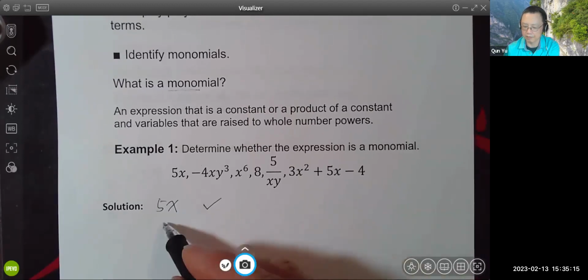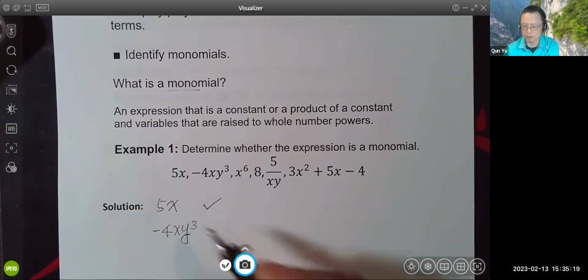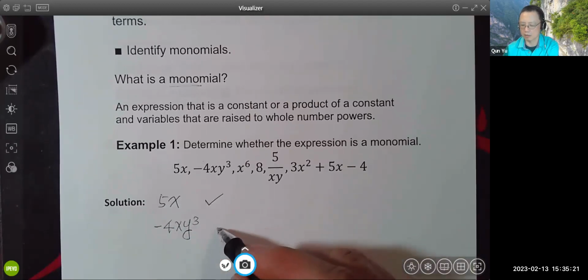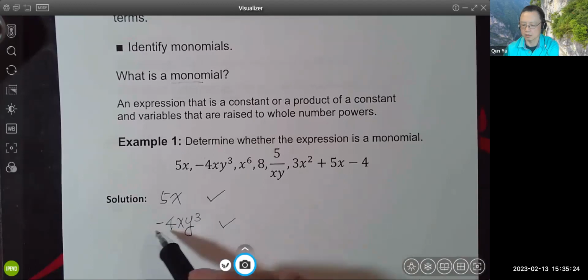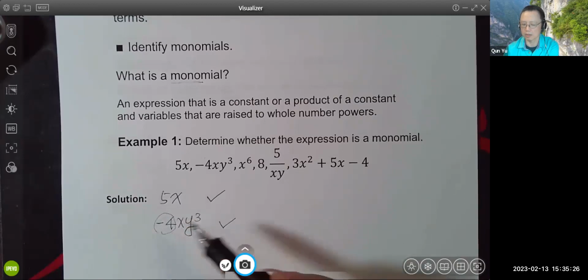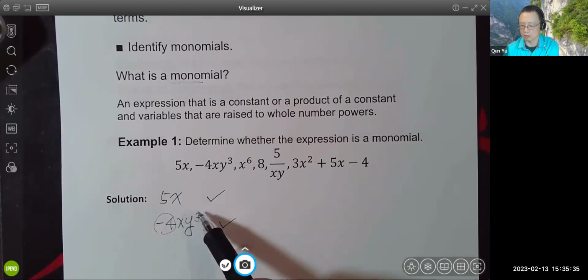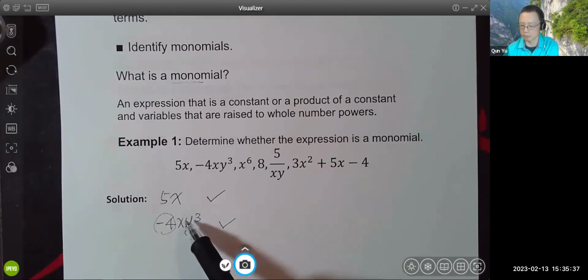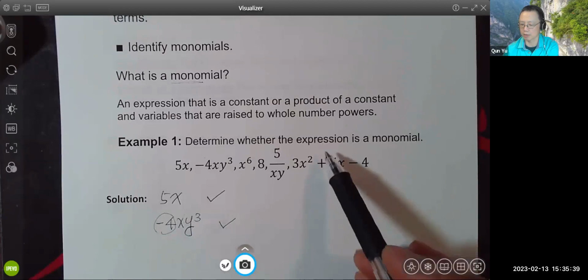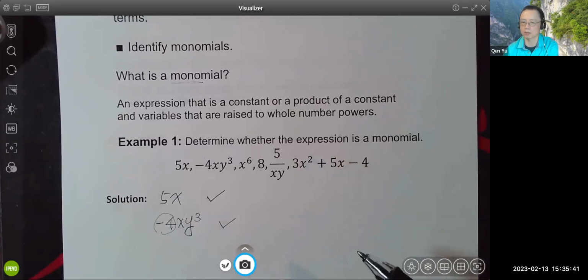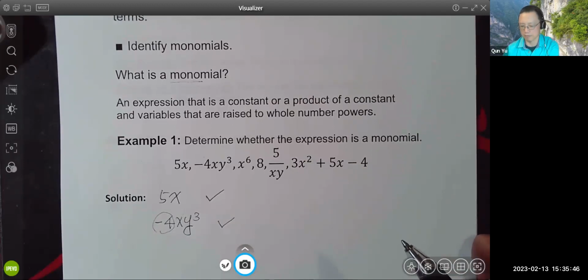Now, second one, negative 4xy cubed. Yeah, this one answer is also a yes. It's a product of a constant number and a variable or variables raised to a whole number power. We have 2 variables, and this is 1, this is 3. It's a whole number power, and they multiply together. It has to be a product of a number and variables. We cannot have plus or minus in the monomial.